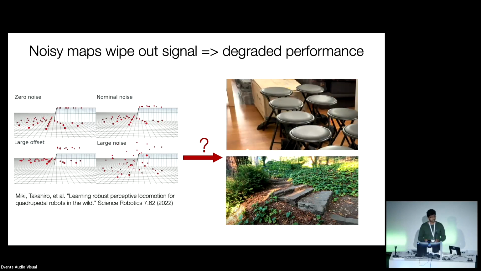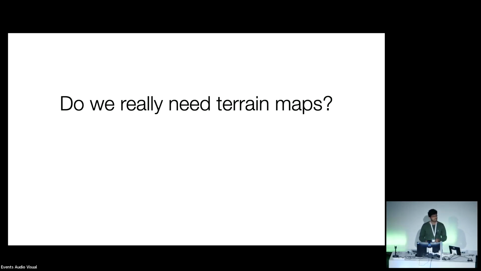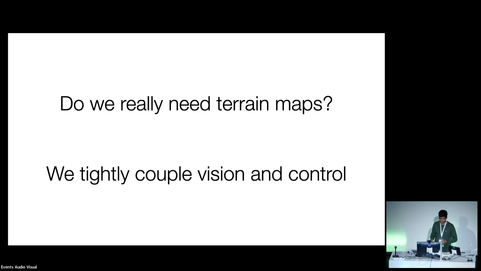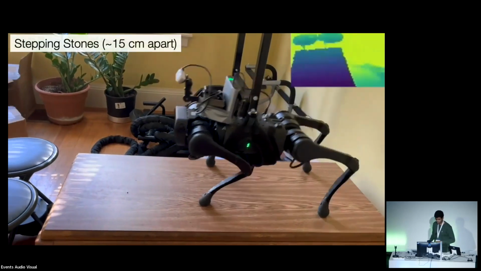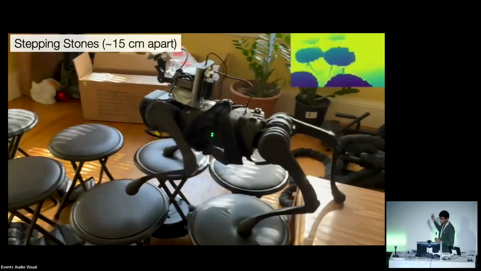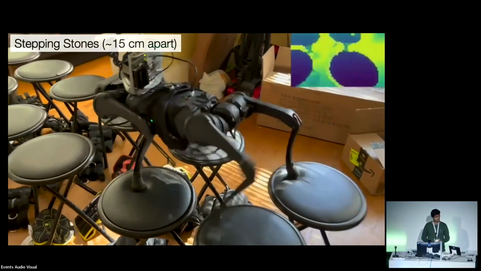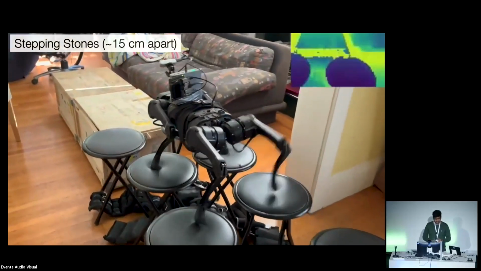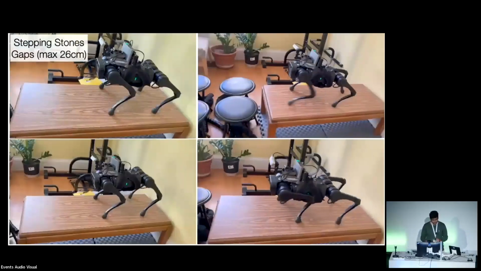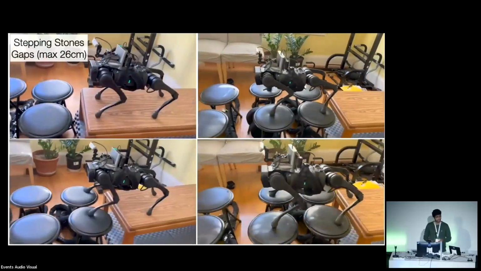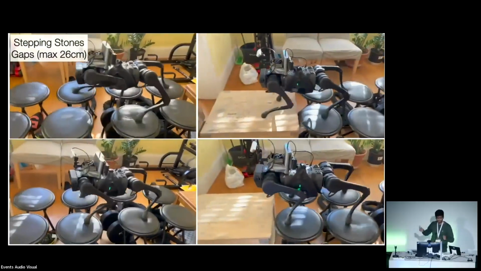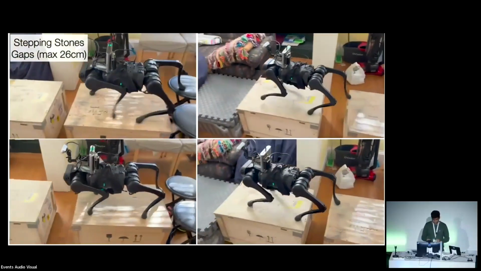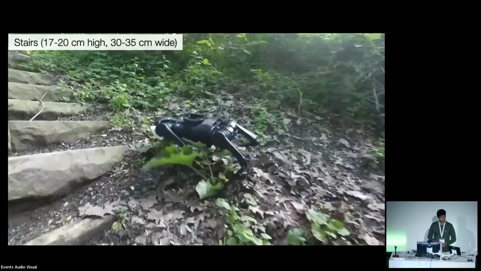So in this work, we asked the question: do we really need terrain maps? We hypothesize that we don't, and instead we tightly couple vision and control without the use of maps in the middle. And let's see what such a system can do. Here we only have an egocentric camera, and you can see the camera feed on the top right, and all the compute is on board. It's directly going from perception to control. And we see that it can do these stepping stones, which have variation in the arrangement of stools. All of this was just set up in my living room, no motion capture, no maps. It experiences this gap and it's able to cross it reliably as well.